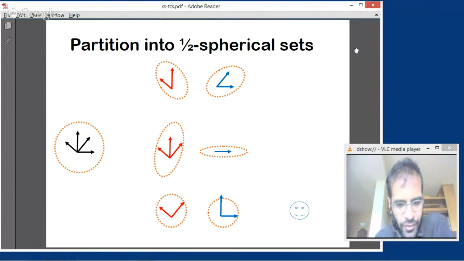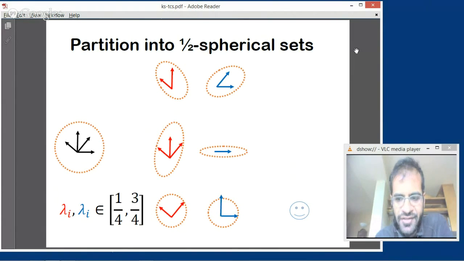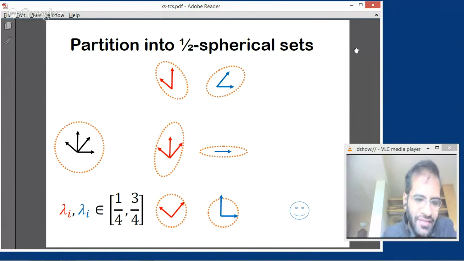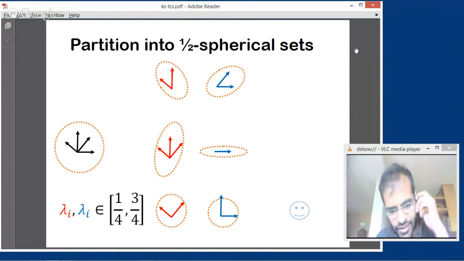And formally, what that means is I would like the eigenvalues of the red part to be close to a half. So I'm going to say contained in this interval 1/4 to 3/4. Okay. So in particular, bounded away from 0 and 1. So notice that any subset of these vectors will have eigenvalues between 0 and 1. That's sort of trivial. What I want is a partition into red and blue so that each part has eigenvalues that are bounded away from 0 and 1. Okay.